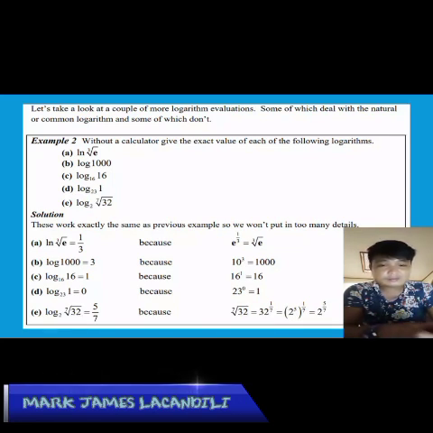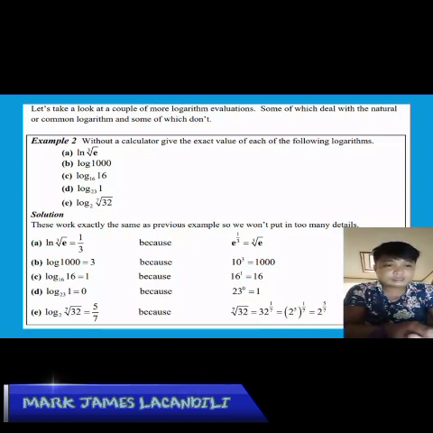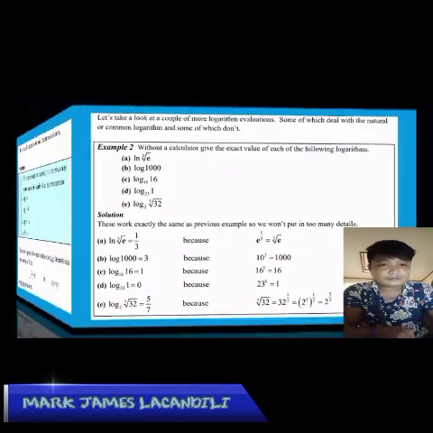And letter E, log base 2 of the 7th root of 32 is equal to 5 over 7, because the 7th root of 32 is equal to 32 to the exponent 1 over 7, and that is equal to 2 to the exponent 5, raised to the power of 1 over 7, which equals 2 to the exponent 5 over 7.